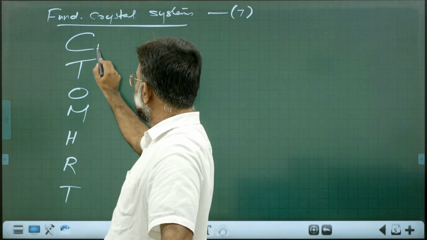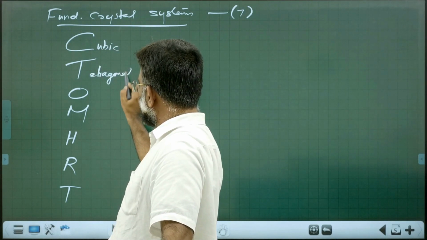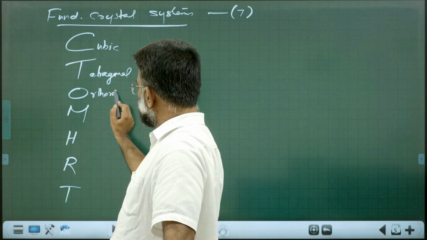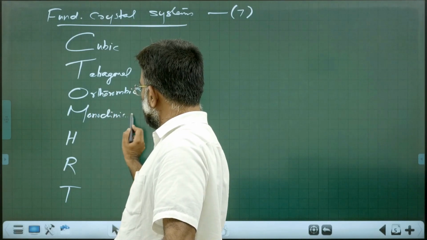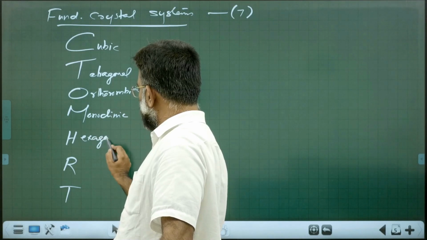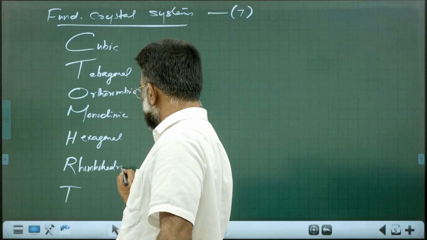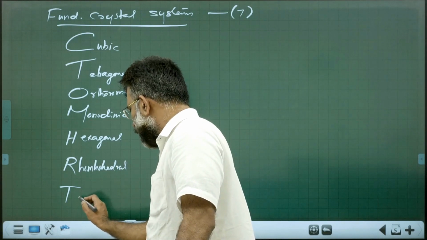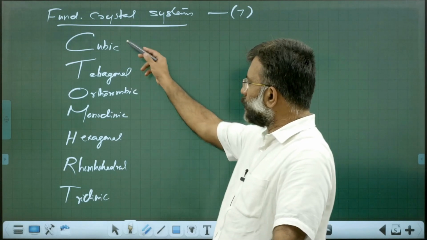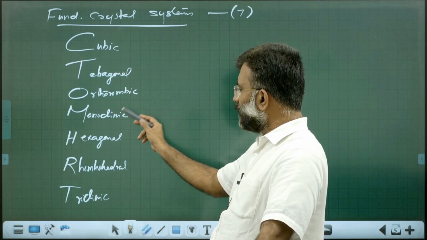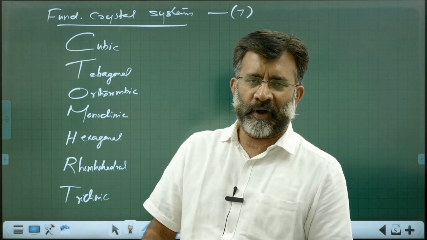C for cubic system. T for tetragonal system. O for orthorhombic system. M for monoclinic system. H for hexagonal system. R for rhombohedral system, also called a trigonal system, and T for triclinic system. So cubic, tetragonal, orthorhombic, monoclinic, hexagonal, rhombohedral, triclinic. These are the 7 fundamental crystal systems.